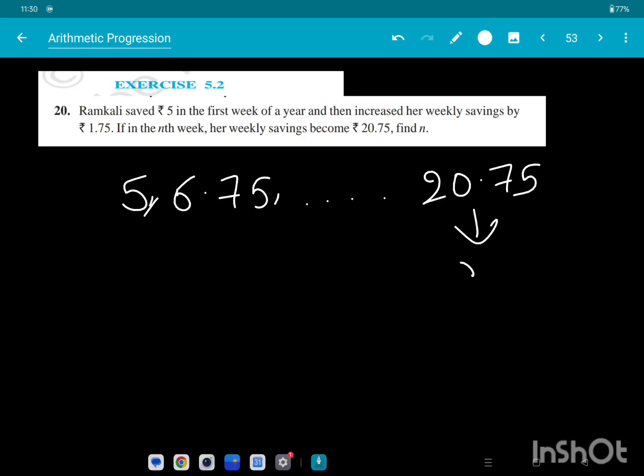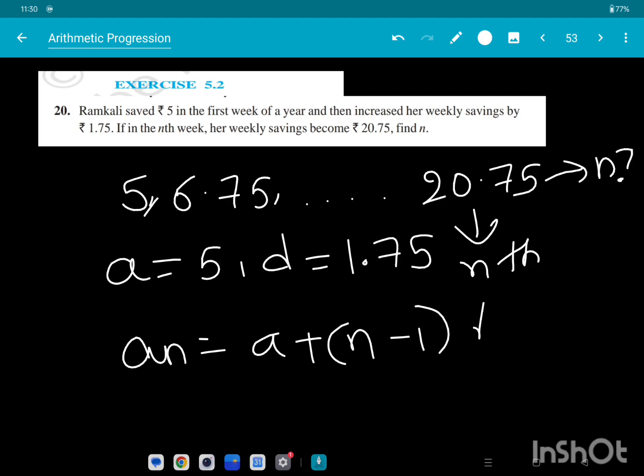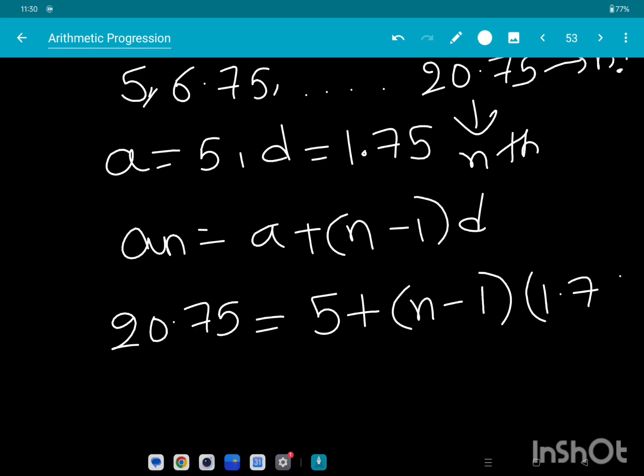So we need to find the n value. This is the nth term. What is the a value? The a value is 5 and the common difference is 1.75. We need to find the an value. What is the formula? a plus n minus 1 into d. 20.75 is equal to a value 5 plus n minus 1 into 1.75.